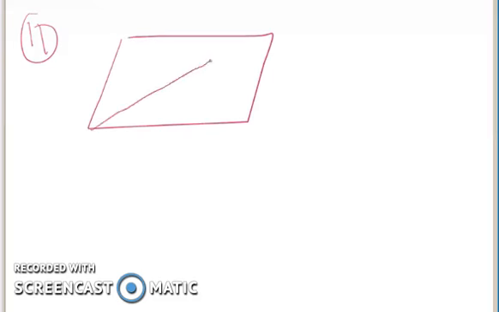Alright, the rest of these problems we actually did together in class, so we'll go over these pretty quickly here. So number 11, again we have a parallelogram, and the information we're given is that 49 degrees goes here, and 82 degrees goes right here, and we're trying to find these angles.